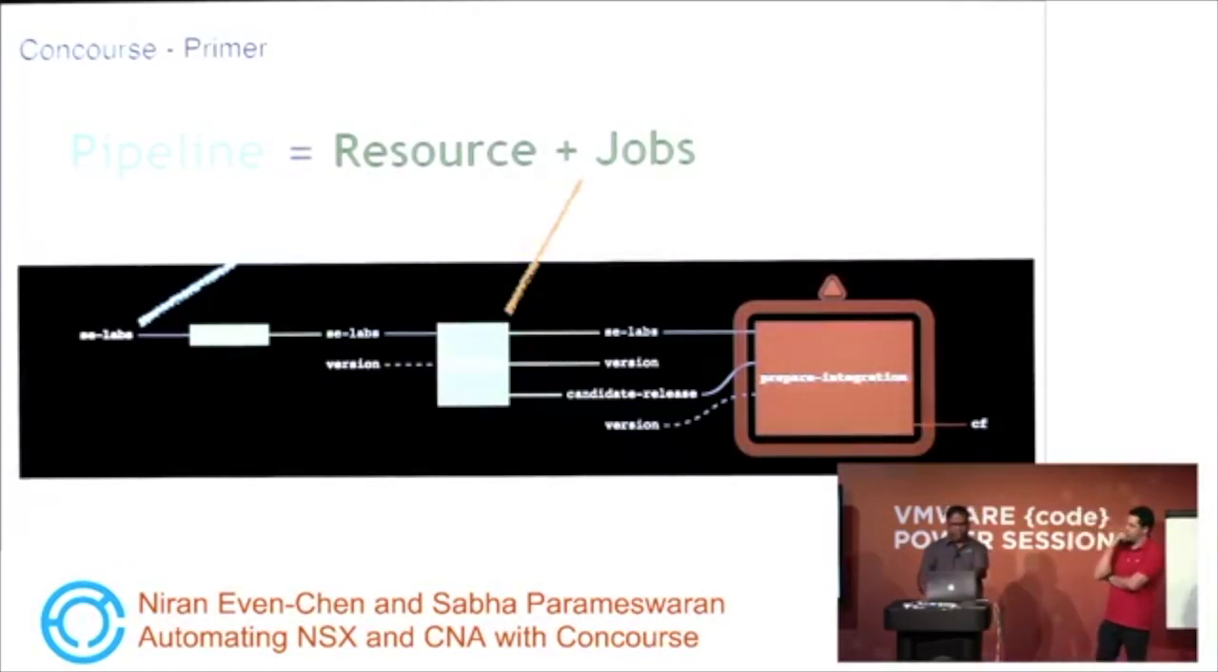So you basically have these green boxes which say that it's a successful run versus a failed one. And you can see the inputs are on the side. That says SE lab is the input. The version is an output, candidate release is an output, and version is then used by prepare integration.